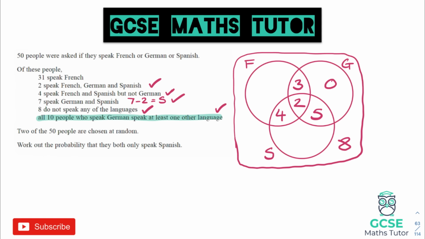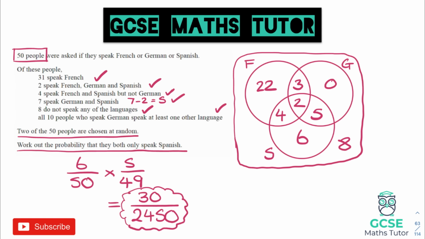But then it said 7 speak German and Spanish, but it didn't say but not French. So we had to also incorporate the fact that there was already a number right in the middle of the Venn diagram. So you need to go through very carefully, figuring out any missing numbers, and then if you're asked any probability, don't forget your probability rules.